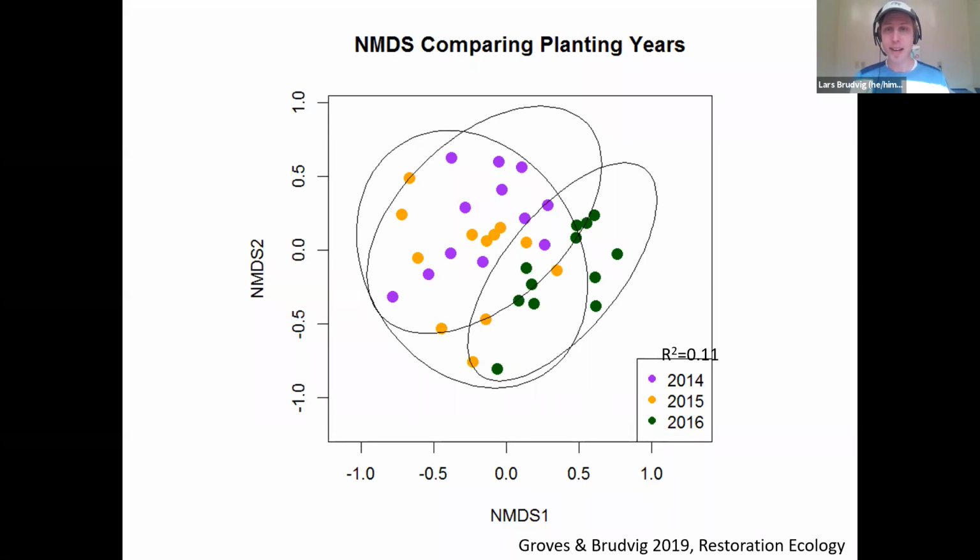So what we can see is that planting year mattered for the composition of these reconstructed communities at the end of their first year. And in particular, there's one year that seems to be doing maybe something different from the others, and that's 2016. So keep that year in mind. It'll come back up later, but 2016 seems to have something different going on in terms of which species and how much of them are showing up by the end of the first year.